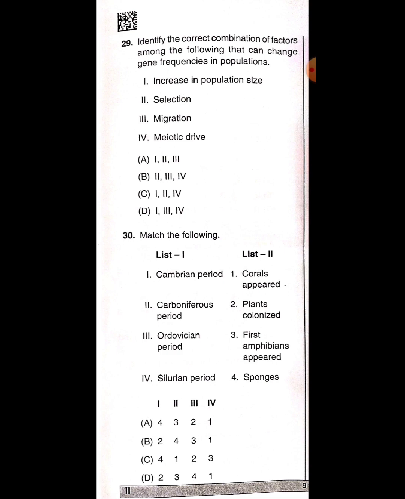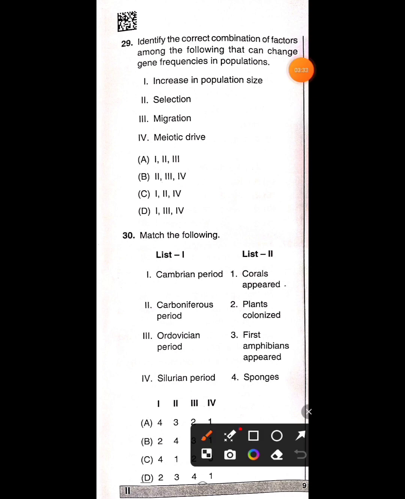Identify the correct combination of factors among the following that can change gene frequencies in populations. Four statements are given: increase in population size, selection, migration, meiotic drive. You have to pick the correct combination and arrange them in order. B is the correct answer. That means selection, then migration, and then meiotic drive.